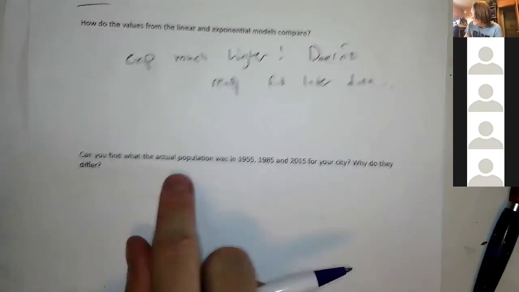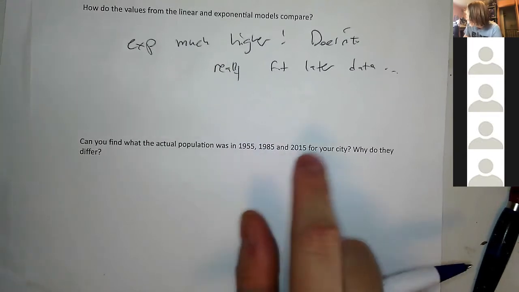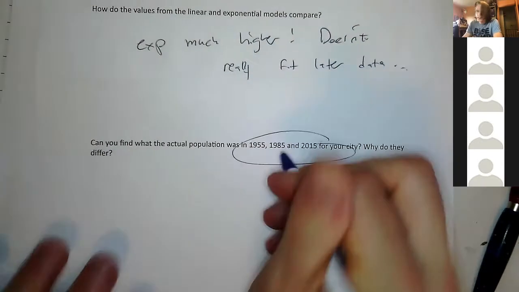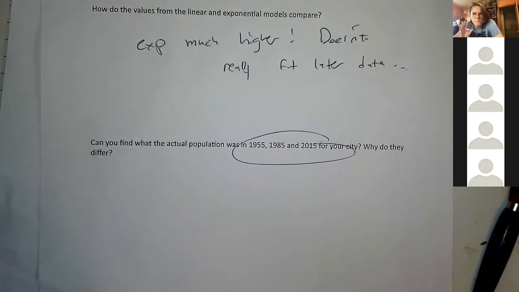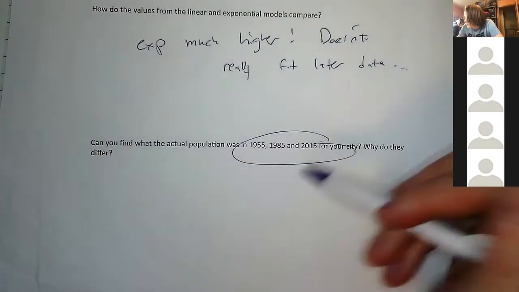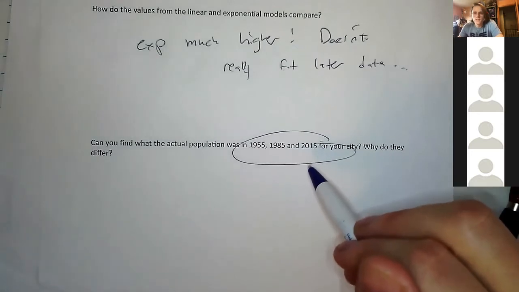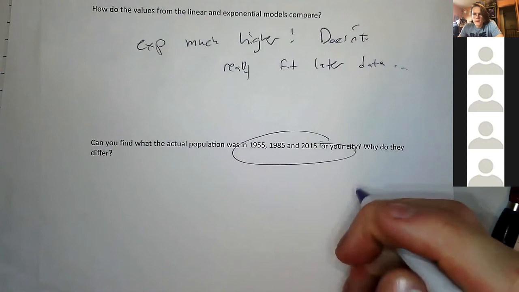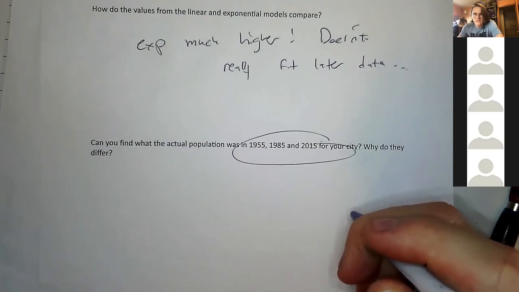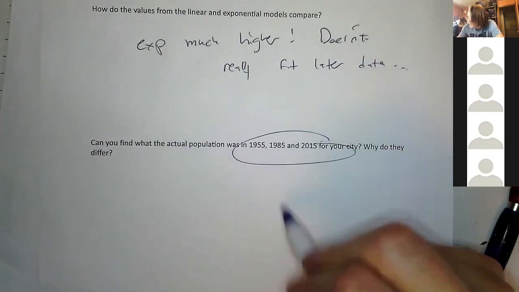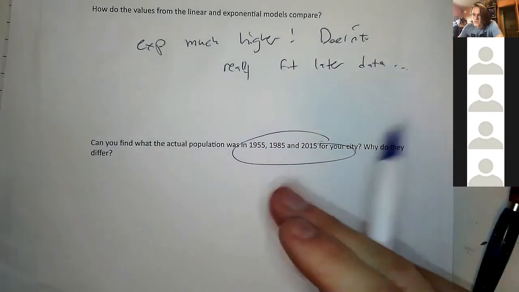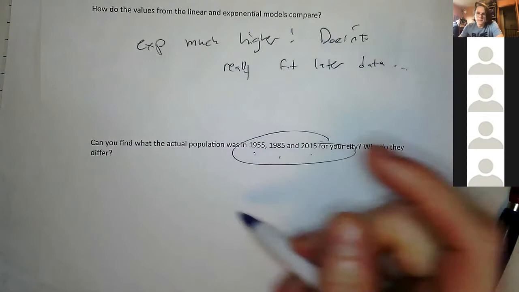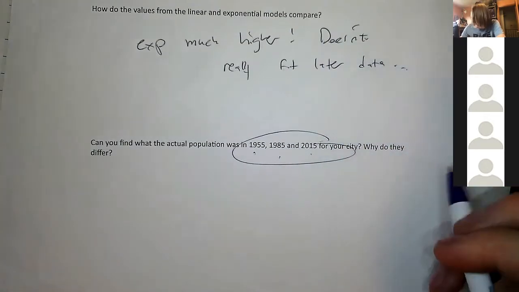Can you find what the actual population was in '55, '85, and 2015? Why do they differ? This might not be easy. If you have a really big city, you might be able to find the population every single year. But most smaller cities only have population data available from the census. So if you can't find the population in your city in '55, '85, and '15, then don't worry about this. Just say, I can't find the population data in those years.